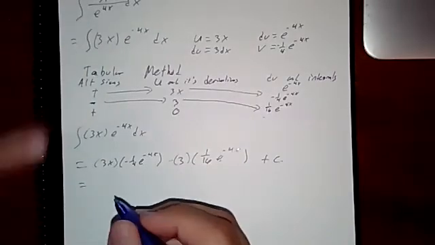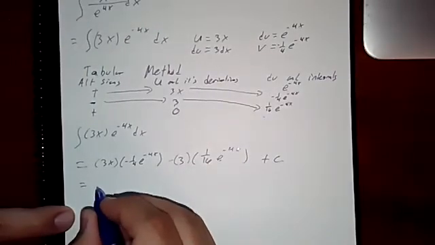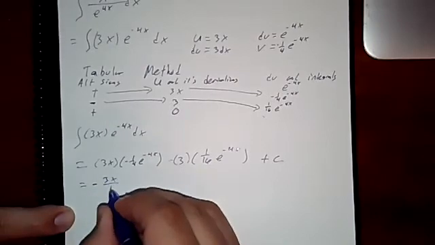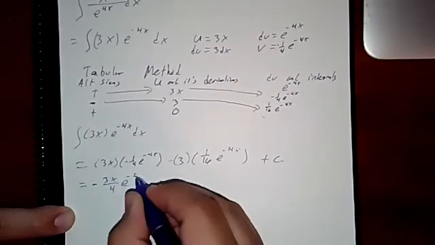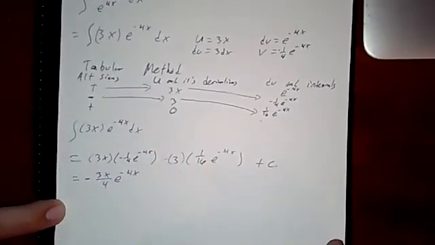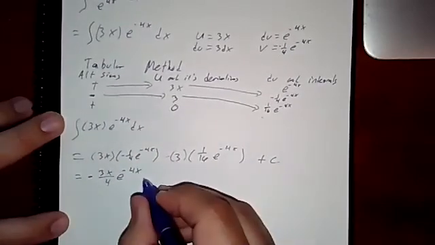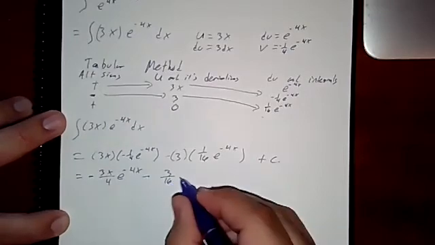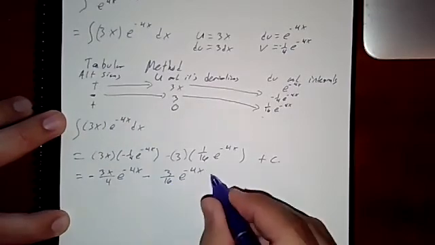So to make it pretty, this would be negative 3x over 4 e to the negative 4x minus 3/16 e to the negative 4x plus c.